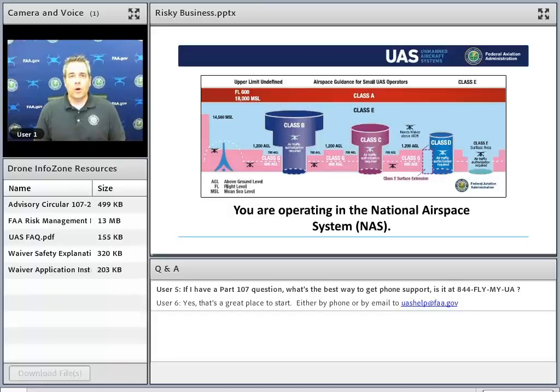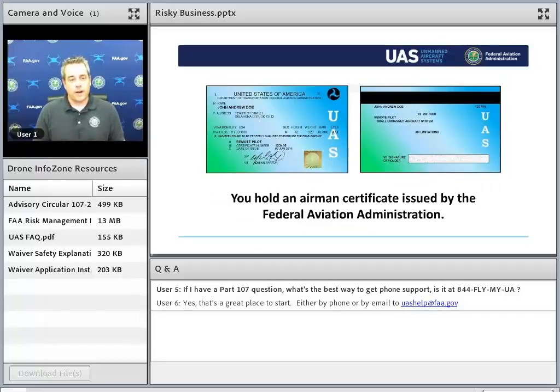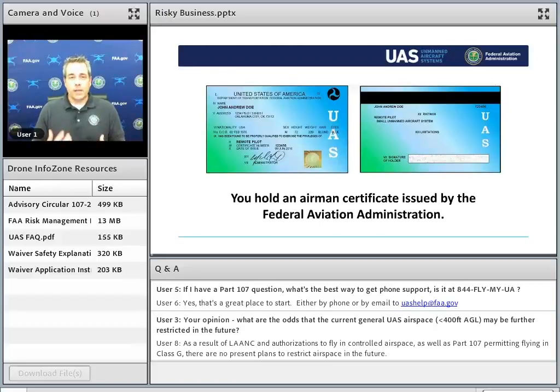First, we all know that defined by Public Law 112-95, unmanned aircraft systems are aircraft. And specifically, you're flying that aircraft in the national airspace system. You're sharing that with other manned aircraft. You're sharing that with other unmanned aircraft, but make no mistake about it, you're operating your aircraft in the National Airspace System.